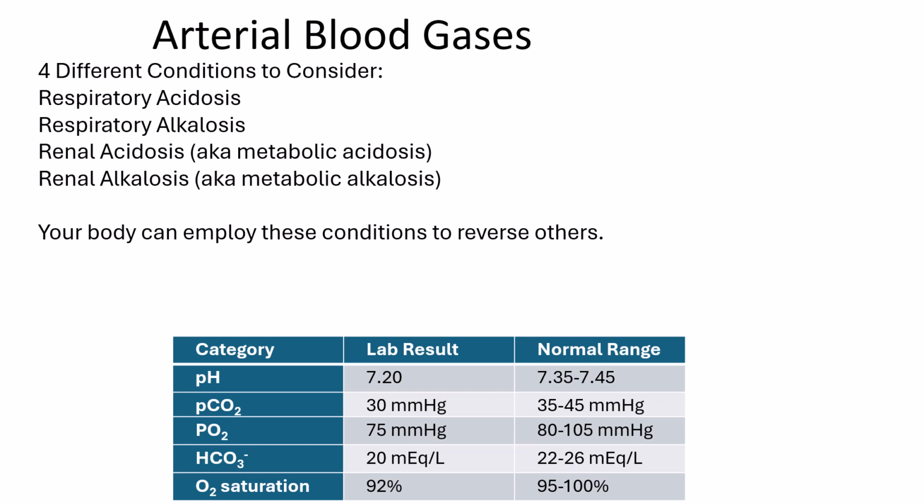So this can get confusing because these four conditions are obviously diagnoses of problems, but the way that these four conditions work, your body can employ one of them to try to fix a problem. So it's not like respiratory acidosis only happens when you accumulate too many hydrogen cations from a respiratory issue. Respiratory acidosis can also result from trying to compensate for a kidney issue.